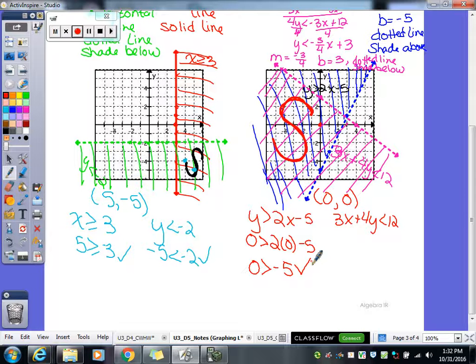Let's try it in the second one. 3 times 0 plus 4 times 0. Let's see if that's less than 12. Well, 3 times 0 gives us 0. 4 times 0 gives us 0. So 0 plus 0 is 0. Is 0 less than 12? Yes. So there we go. Because a point in the area we're calling the solution set works, that means we found the right one.